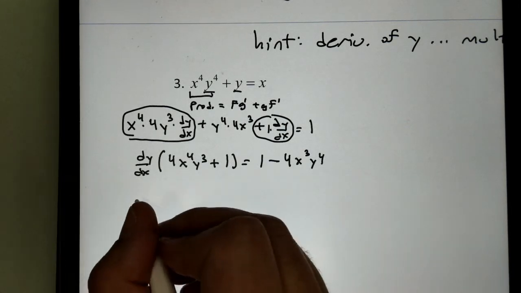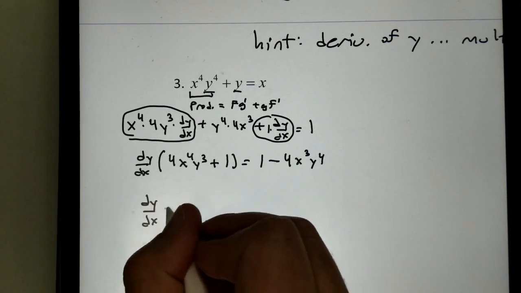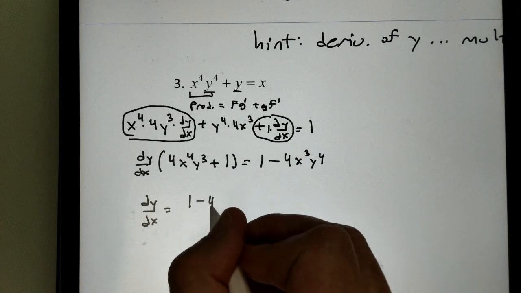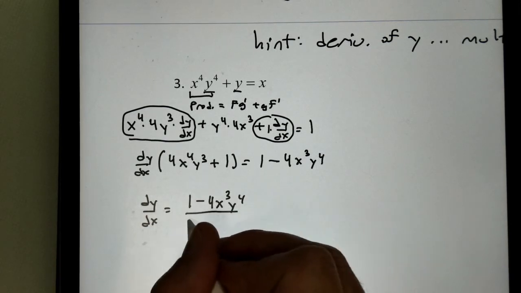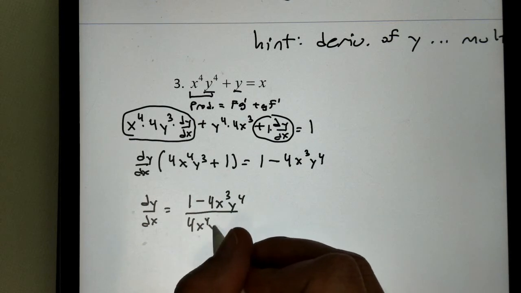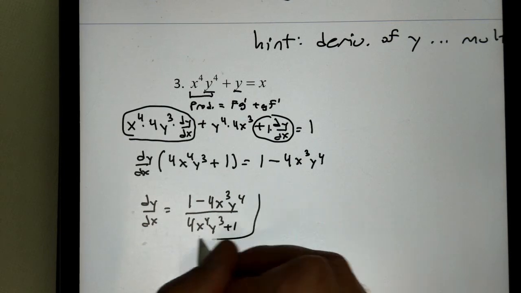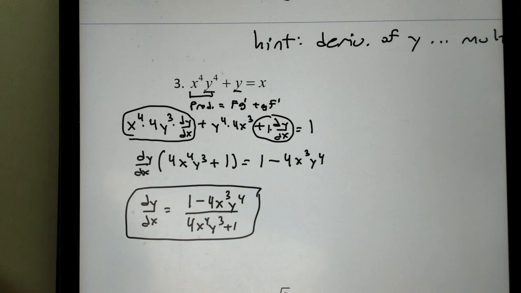And now I can just solve. There we go. Shortcut the algebra, not the calculus. dy/dx equals 1 minus 4x cubed y to the fourth over 4x to the fourth y cubed plus 1. And there's our derivative. Very easy to do.